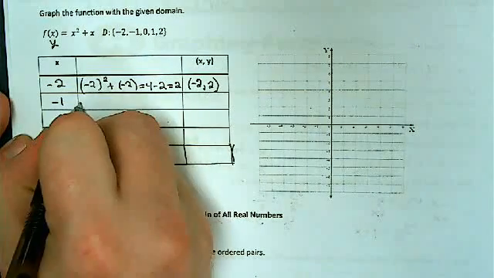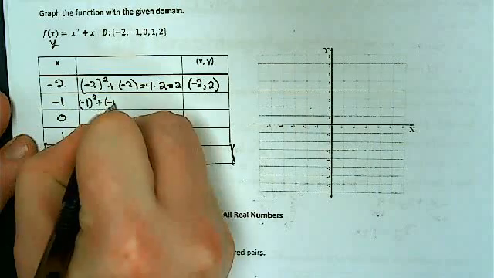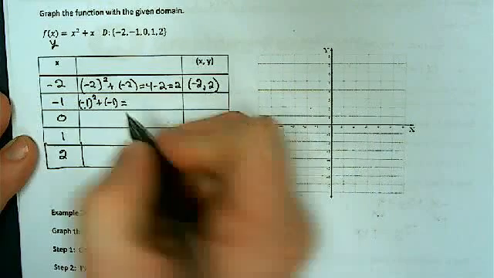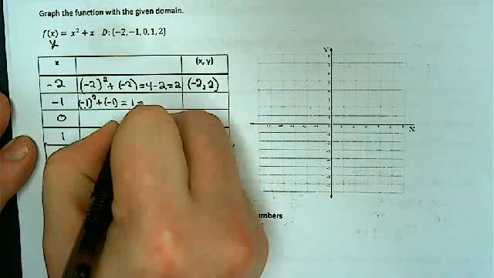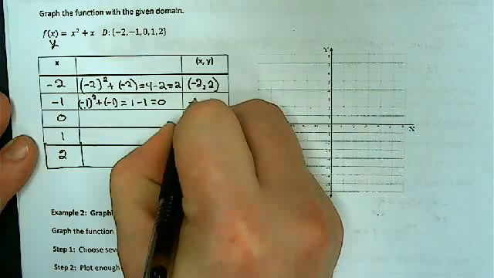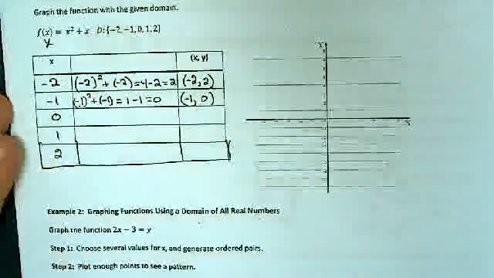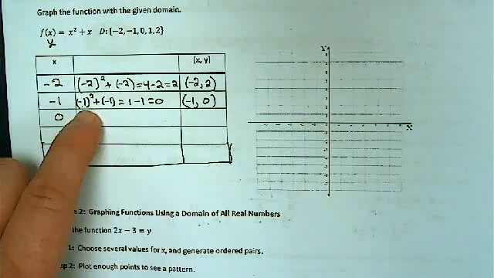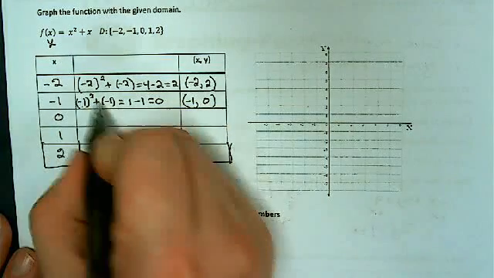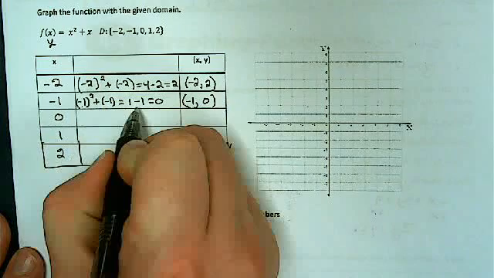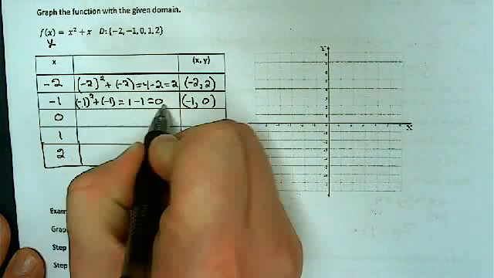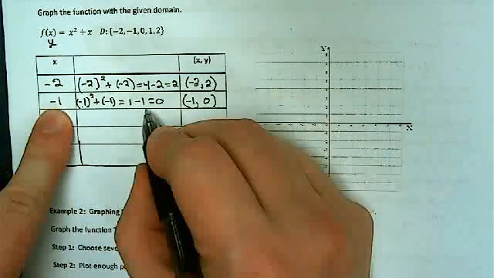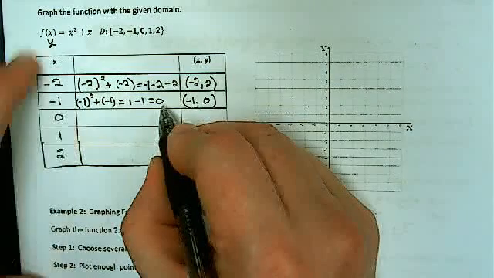Put my second number in, -1 squared plus the -1. -1 squared is 1, minus 1 is 0. So my second number, -1, 0, is my second point. -1 squared is a positive 1. -1 by itself is -1. So 1 minus 1 is 0. And then my ordered pair is my x and my y, or my function.